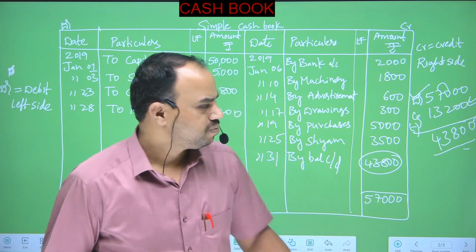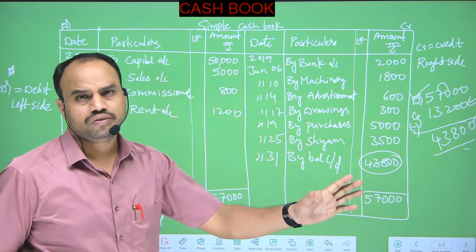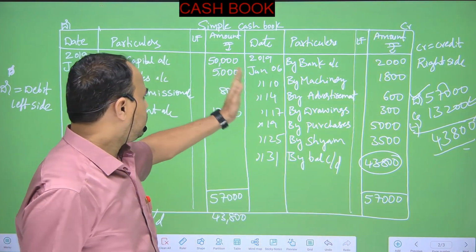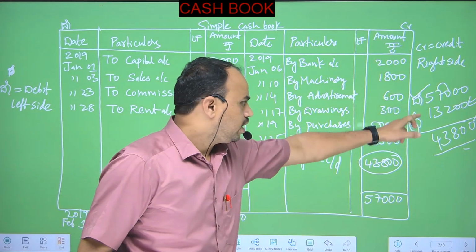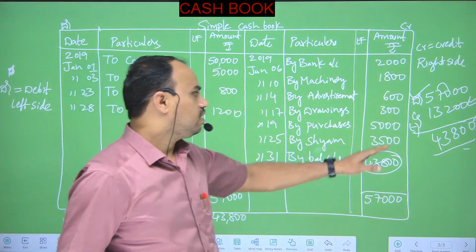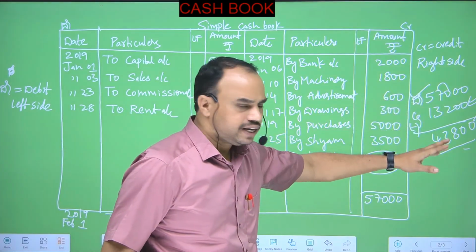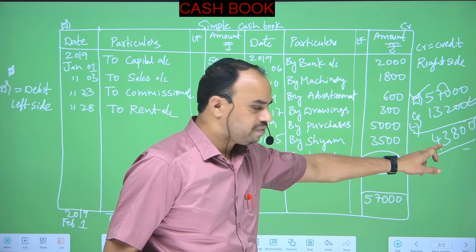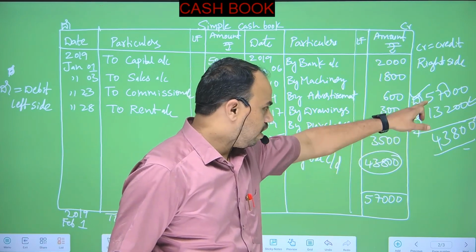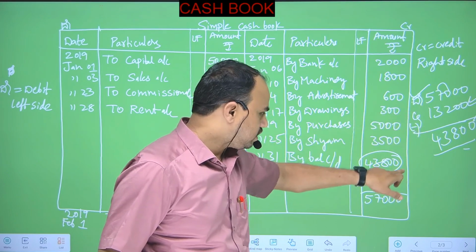When cash is coming into the business, write on the debit side. When cash is going from the business, write on the credit side. After that, on both sides do the total, debit side total and credit side total. In these two, whichever is the big amount, write that amount on both sides as total. After that, from the big amount subtract the small amount, and whatever answer we get, write that answer on the credit side, because the credit side is the small amount.